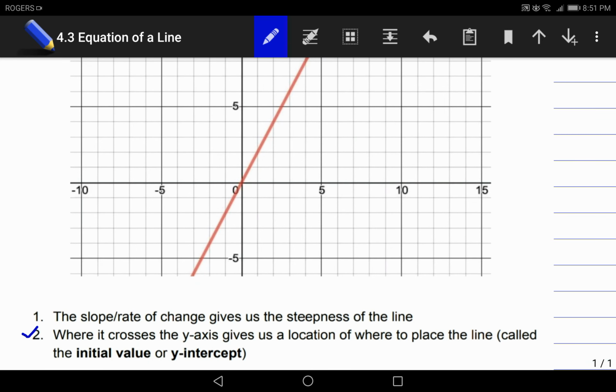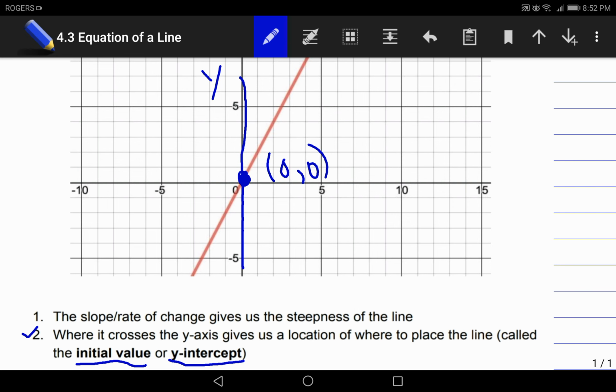By the way, the part where the line crosses the y-axis, remember this is your y-axis here, throughout this lesson I'll be calling it the initial value or the y-intercept. Just like the slope, we can call it rate of change or the slope. Same thing with the y-intercept, we can call it the initial value or the y-intercept. For this particular line, it crosses right there, at the point (0, 0). That's where it crosses the y-axis.